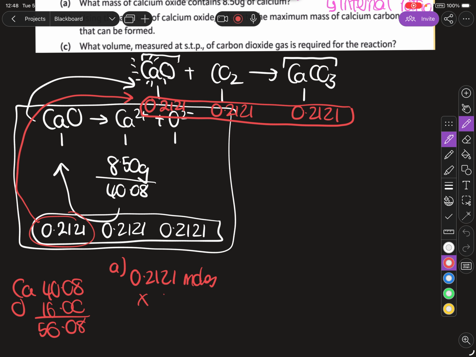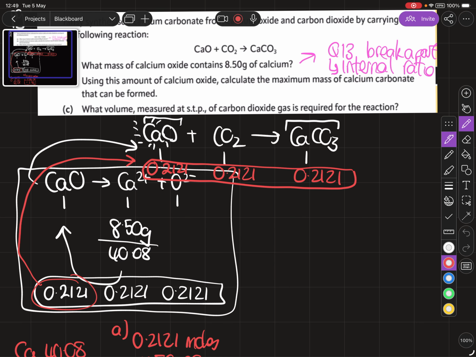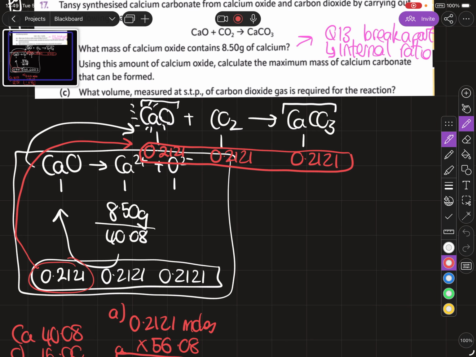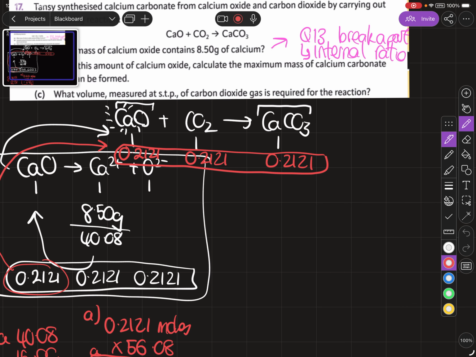So multiply my moles by my molar mass, 56.08, and when I do that I get 11.90 grams. So this is the answer for A. The next question then, using that amount of calcium oxide, calculate the maximum mass of calcium carbonate that can be found. So I'm over to here now.